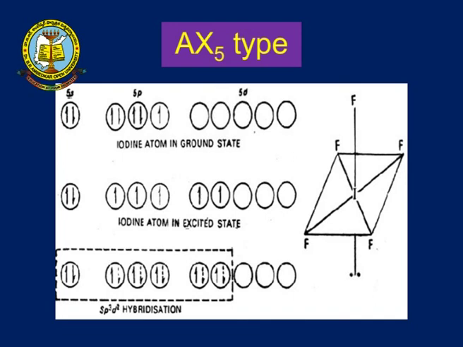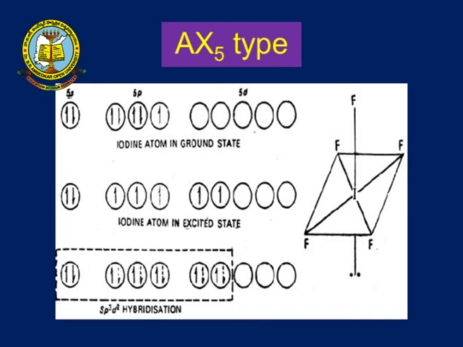Here AX5 type, the best examples are IF5 and BrF5, etc. So, you take IF5, the molecule, the iodine is the central atom, with the same ground state electron configuration. According to the ground state configuration, we have to provide only one bond with another halogen, but here 5 halogens are associated with the central atom.